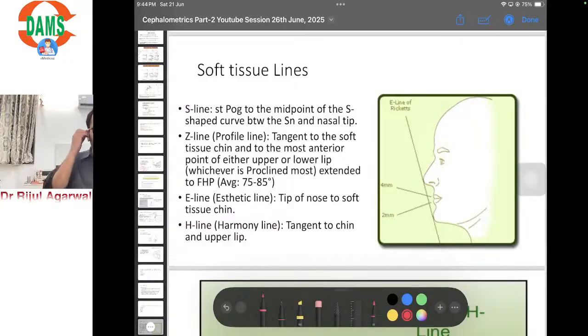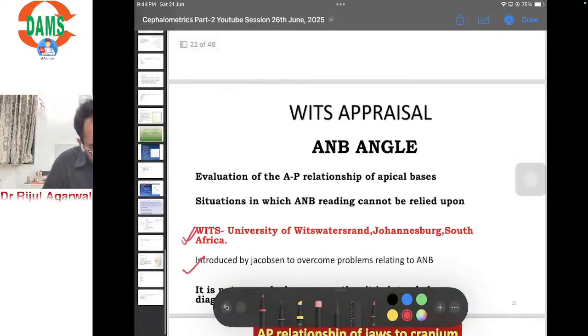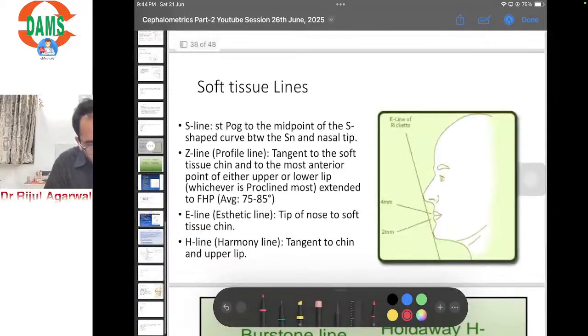Z line, also known as the profile line, was given by Merrifield, also known as Merrifield's Z line. It is drawn as a tangent to the soft tissue chin and the most anterior point of either upper or lower lip, whichever is proclined the most. It is an angular value, so it intersects the FH plane and the average value is between 75 to 85 degrees.